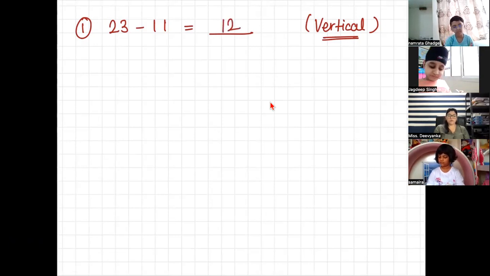So, what did you do? First, you subtracted the ones. 3 minus 1 is 2. And then you subtracted the tens. 2 minus 1 is 1. Now, let's do a bigger one.